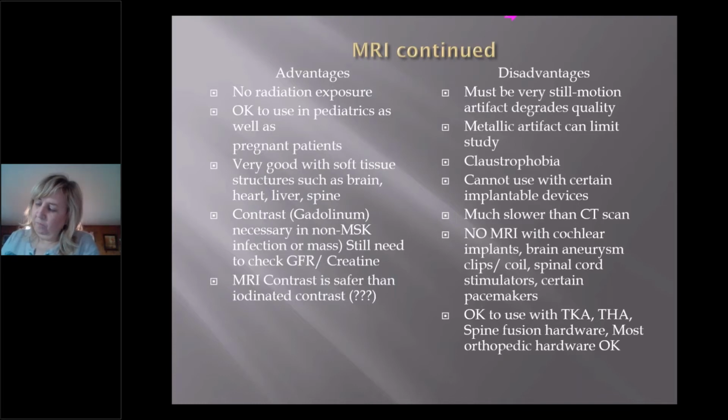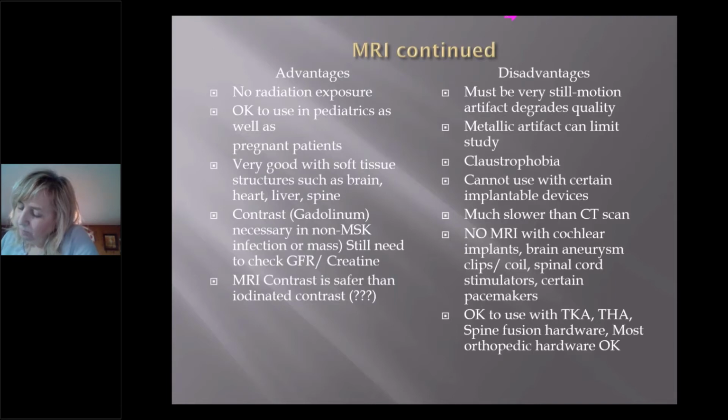There's a special type of contrast we use with MRI imaging called gadolinium. Gadolinium is usually used in non-MSK, non-musculoskeletal workup, with the exception of infections or masses. With gadolinium, you still have to check the creatinine. So what does that mean? If you're going to get an MRI of the knee, you don't need contrast. You're getting an MRI of the shoulder, you generally don't need contrast. You're getting an MRI of the hip, you generally don't need contrast. You're getting an MRI of the gut, the heart, the chest, things like that, typically contrast is utilized.